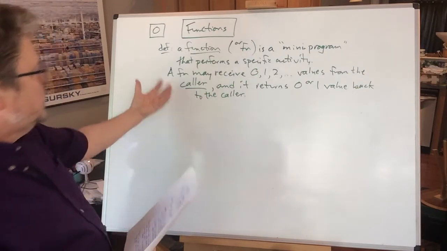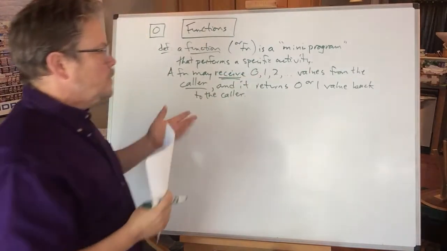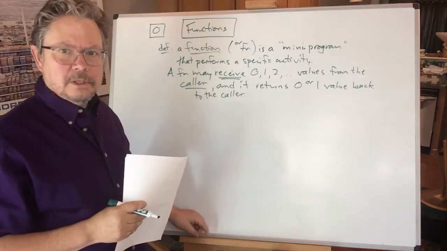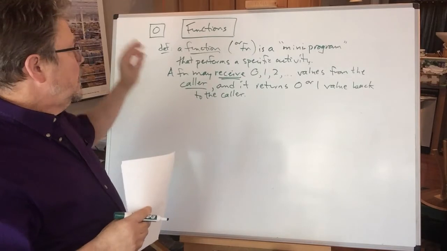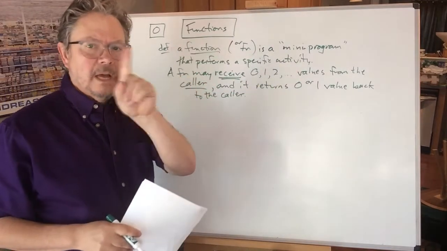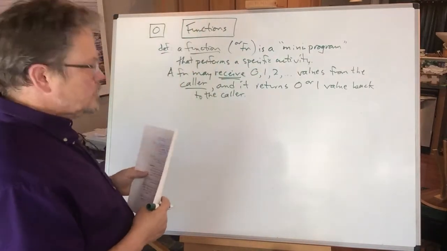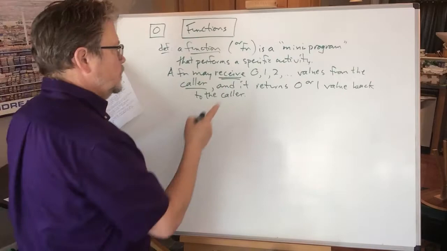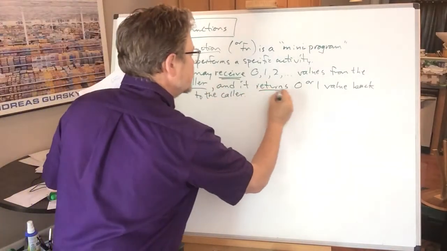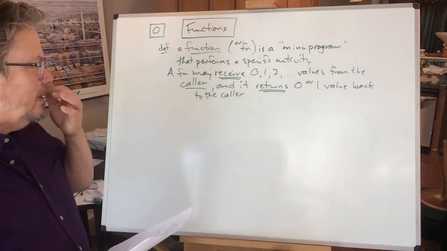A function may receive, coming in from the caller, some number of values, however many values it needs to be able to do what it needs to do. And then when it's done, it sends back either exactly one value, or it doesn't send anything at all in some special cases. Most of the time, it will send back exactly one value. And it returns, that's one double underlined word there, returns a 0 or 1 value back to the caller.